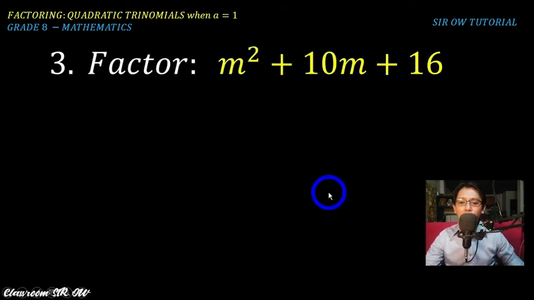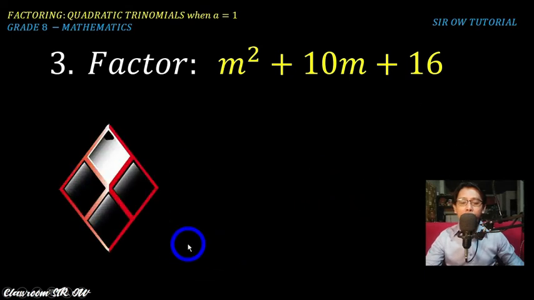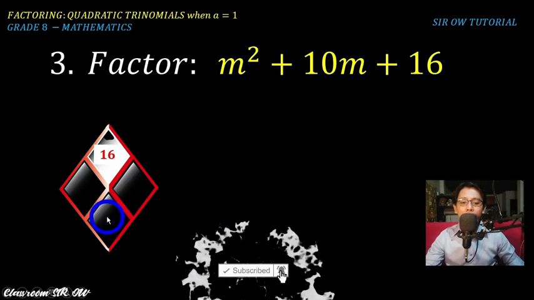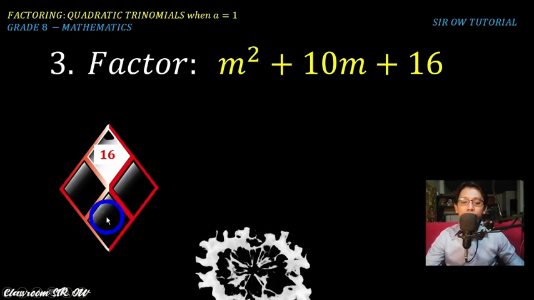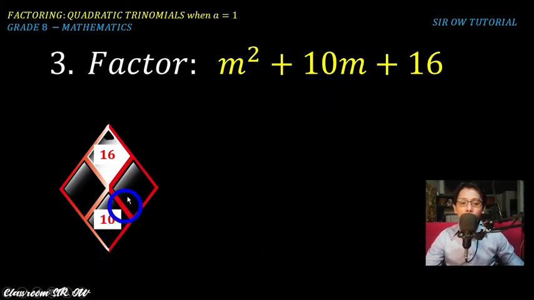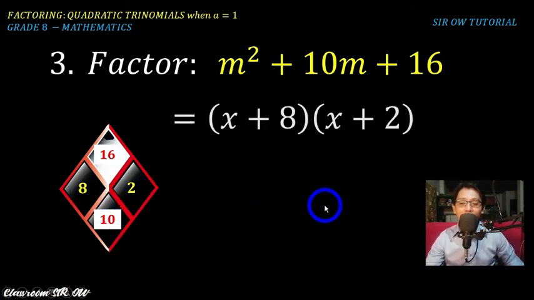Question number 3. m squared plus 10m plus 16, and we are asked to factor this out. By the diamond method, the upper portion is the constant term, which is 16, and the bottom part of our diamond is the coefficient of the linear term, which is 10. We look for two integers whose product is positive 16 and whose sum is positive 10. Of course, that is 8 times 2. 8 times 2 is 16, and 8 plus 2 is 10. So our factors are m plus 8, m plus 2.